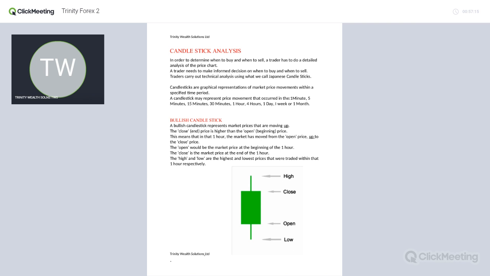So we have bullish candlesticks and bearish candlesticks. And a bullish candlestick represents market prices that are moving up. Remember we said bulls push the market up. So a bullish candlestick represents market prices that are moving up.